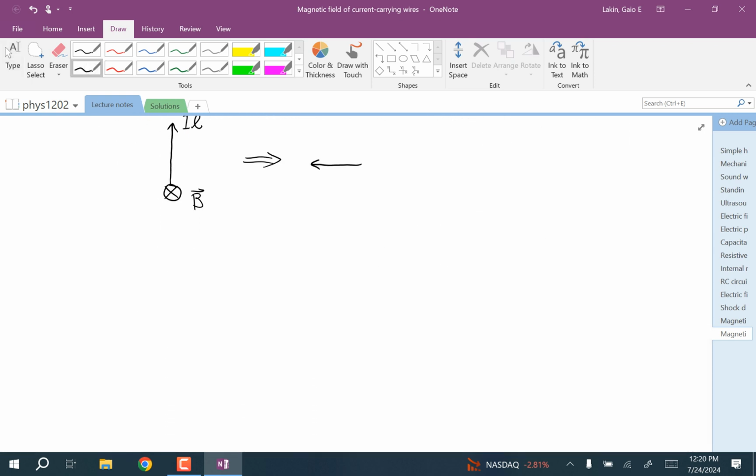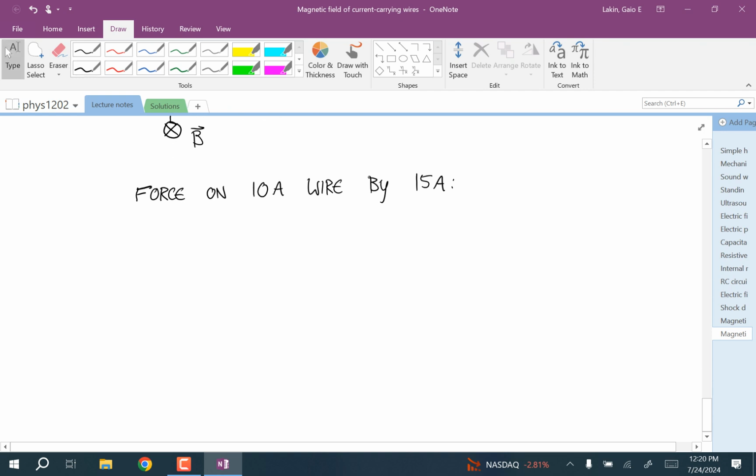Okay, so now we're going to calculate, just because we're skeptical, we're going to make sure that these are equal and opposite by calculating the force on the 10 amp wire that's caused by the 15 amp wire. So first, let's think about the direction of the magnetic field lines that's produced by the 15 amp wire. We have 15 amps going this direction. This is the field line that's 9 centimeters away, so there's the red dotted line is the 10 amp wire.